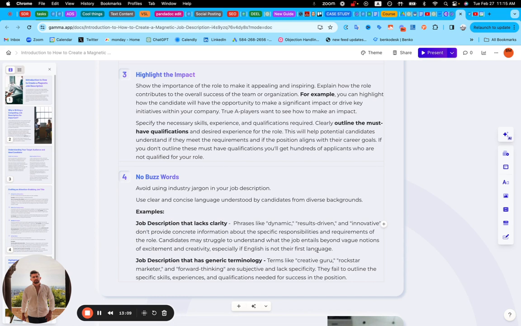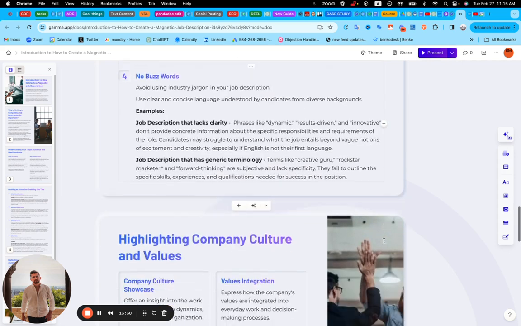Again, terms like creative guru, rock star marketer, forward thinking are super subjective. They don't actually outline what's being done inside of the job, right? So leave these words outside of the job description. Your candidates will thank you. You're going to attract much higher level candidates for this.